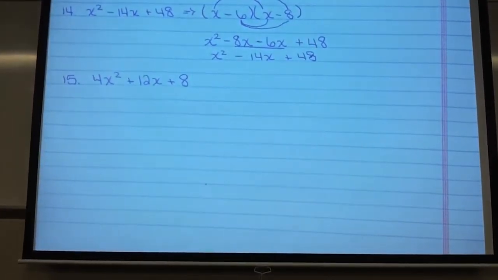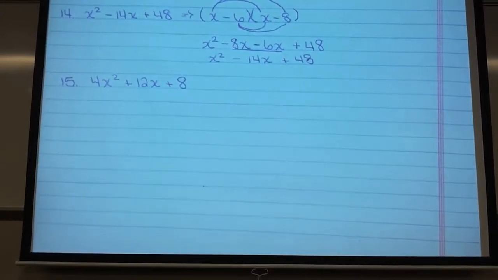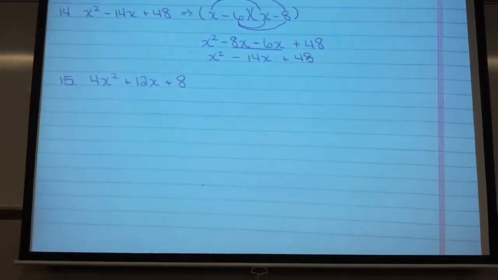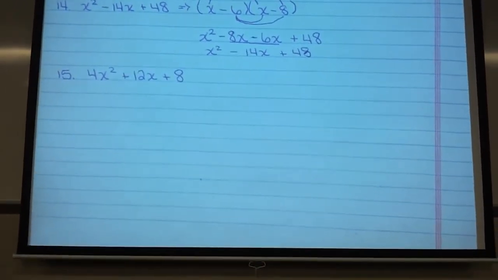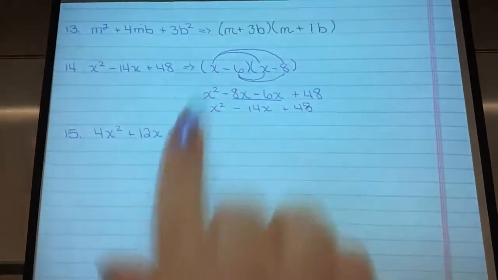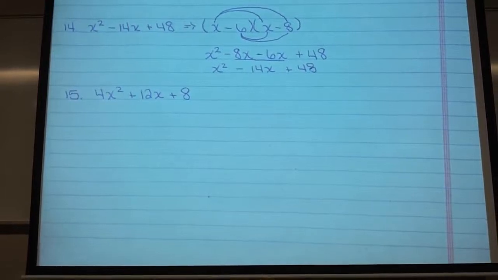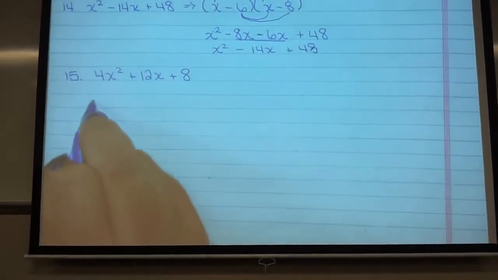It's not. Well, it kind of is. But you told us if it has a number 1 in front. Yeah. But if you look back to yesterday's notes, your first step in factoring is to factor out a GCF. Does this problem have a common number over the top? Absolutely, it does. What's the common number? 4. 4 goes into 12 and 8.